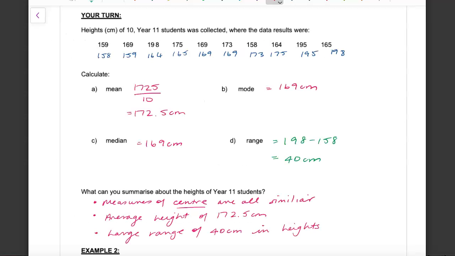So from your results, we can see that the measures of centre, the mean, median and mode, are all quite similar, around 170 to 173 centimetres, with an average height of about 172.5. We do notice that we still have quite a large range from the shortest to the tallest person in Year 11 that we've surveyed, being 40 centimetres.